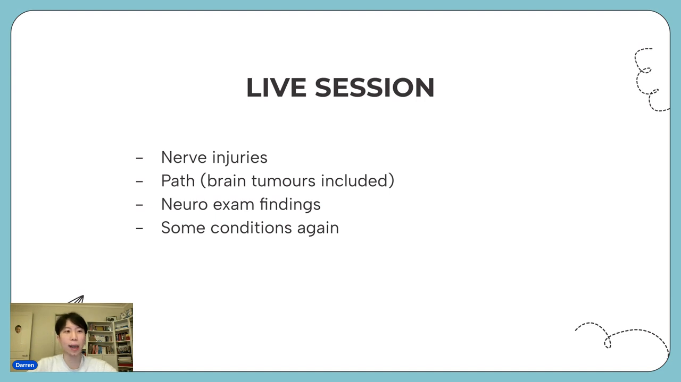All right, so we've reached the end of this video. 26 minutes, I think that's okay. Not too bad for neuro. But in the live session, I think we're going through questions essentially. So these topics, among others, will be covered. So nerve injuries, more path. I didn't talk about too much path today. I don't think it played a big part in our exam, but we'll be talking about path and brain tumors, like I mentioned earlier, neuro exam findings, and also some of the conditions we talked about today as well.